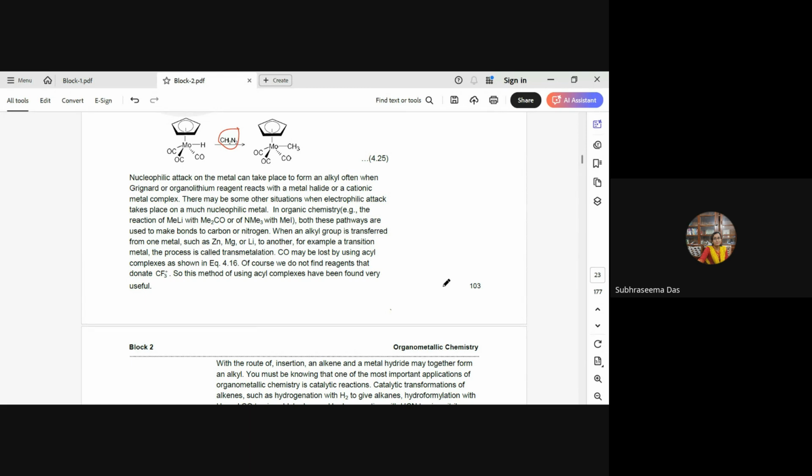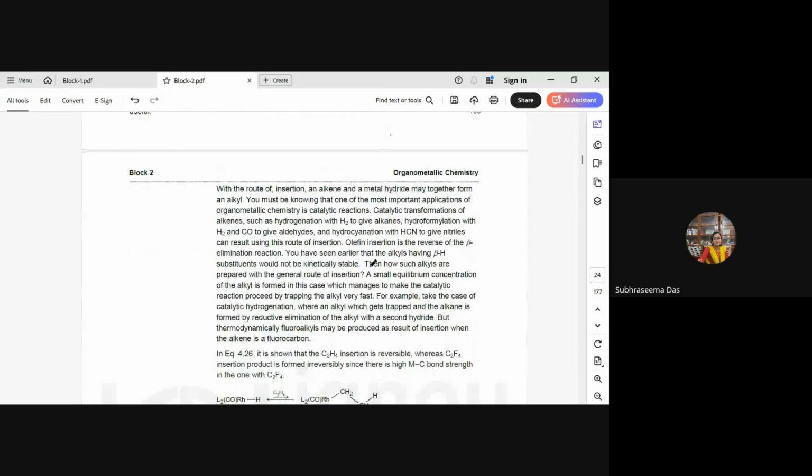There are many situations when electrophilic attack also takes place on a very nucleophilic metal in organic chemistry. The reaction of methyl lithium with Me2CO: both these pathways are used to make bonds to carbon or nitrogen. This method of preparing acyl complexes has been found to be very useful, the method of insertion. With the route of insertion, an alkene and a metal hydride can together form an alkyl.